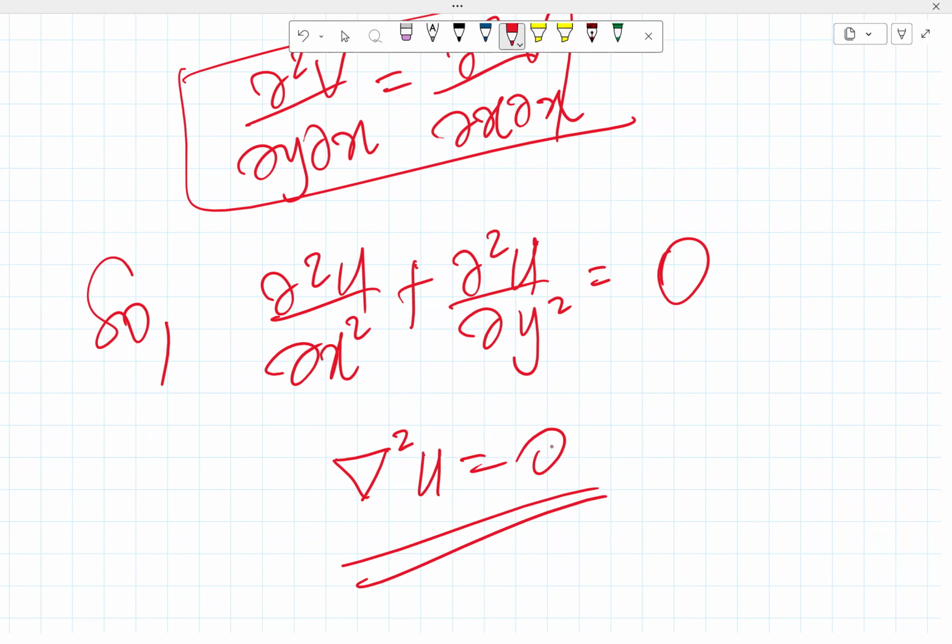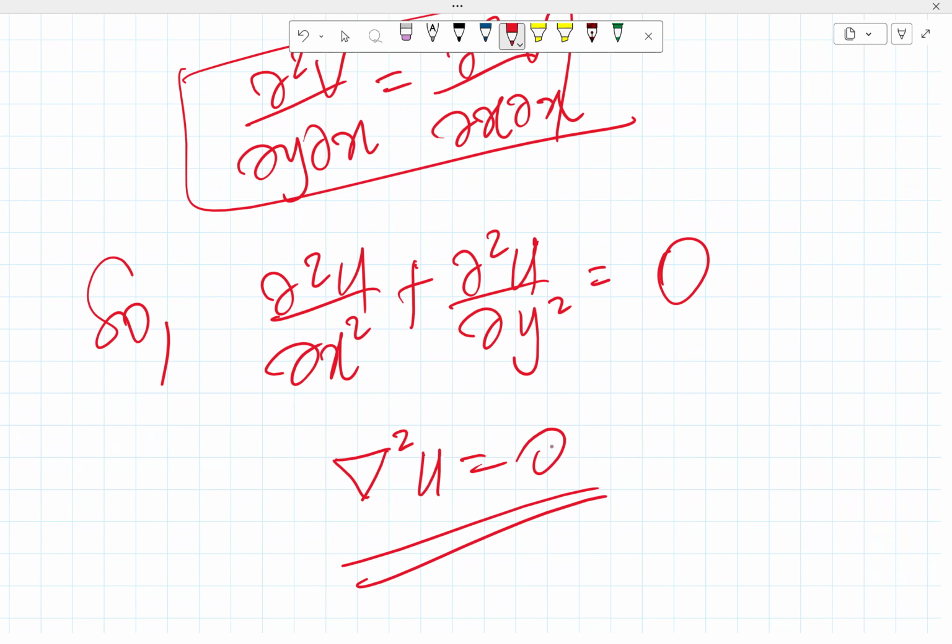We can do the same thing for v. All we need to do is differentiate this with respect to y, and differentiate this with respect to x, and we tidy up again and we get the same result. So that's where the harmonic functions come from: the Cauchy-Riemann equations.